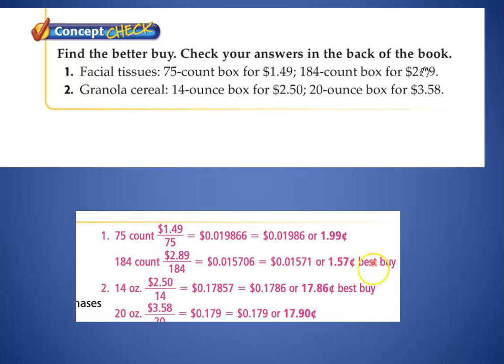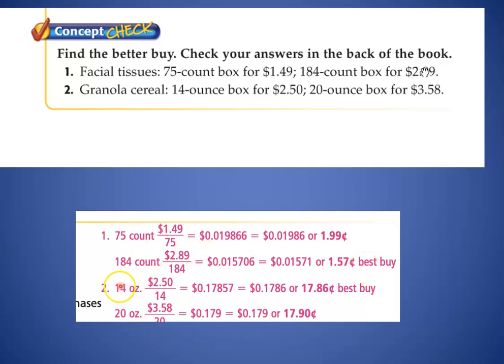Great. Here are the answers for that. So the first one was the facial tissue, the 75 count and the 184 count. So they took the price divided by the count. Now you can see why we really needed a lot of decimals here. And then what they did here is they times it by 100, so you get a nice way to compare. You can totally compare that the 184 count is the best deal, the best buy.